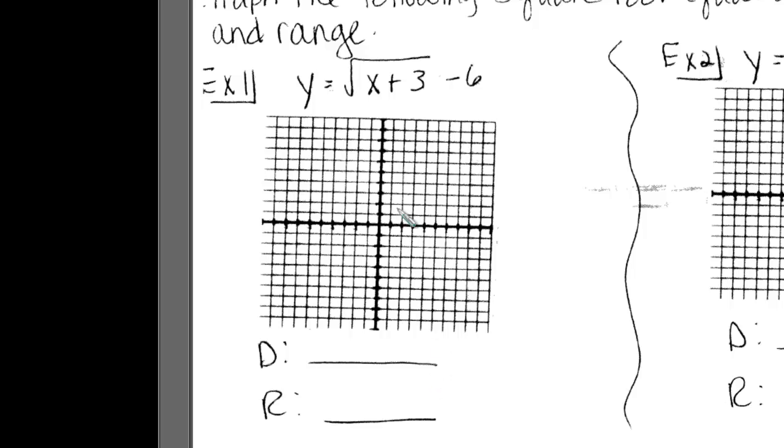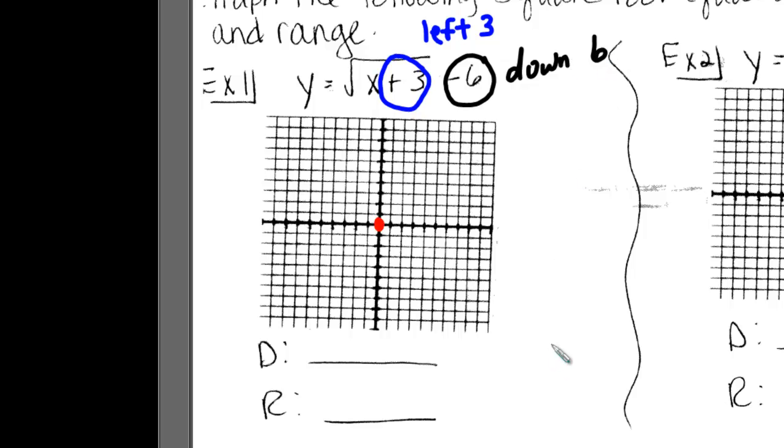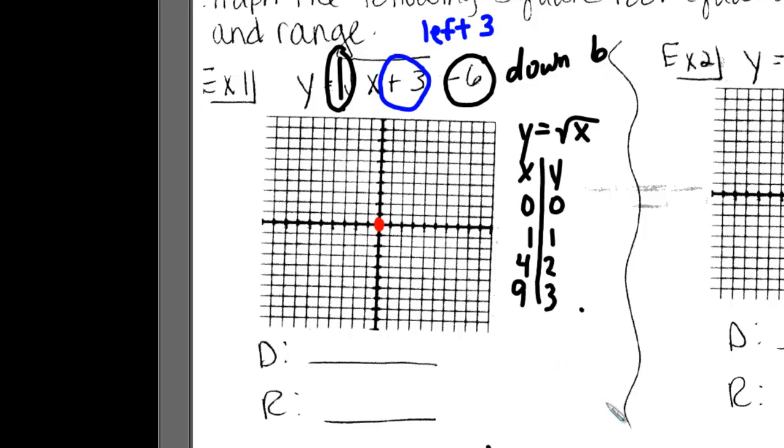We know that the original graph starts at 0, 0. My transformation is left 3 and down 6. Write down the coordinates of the square root parent function: 0, 0, 1, 1, 4, 2, 9, 3.